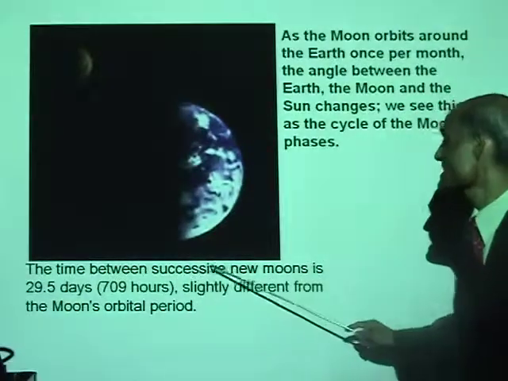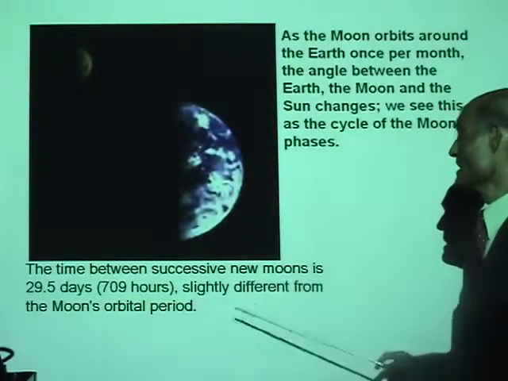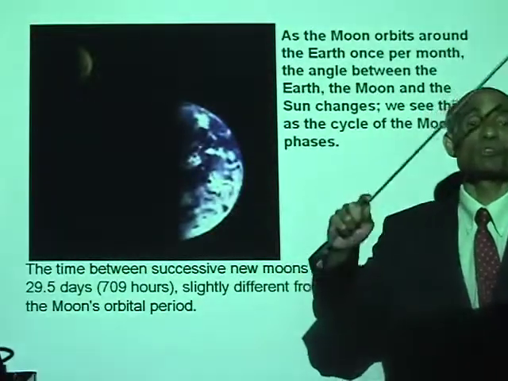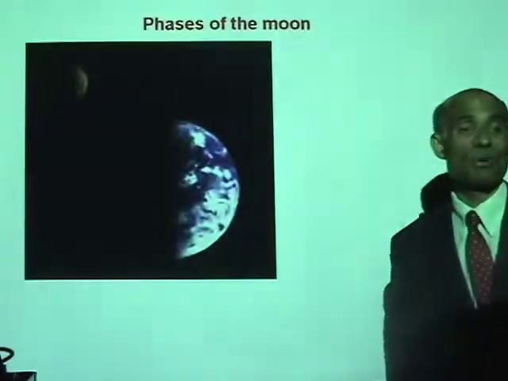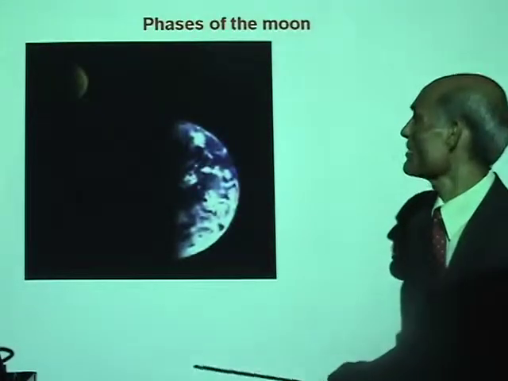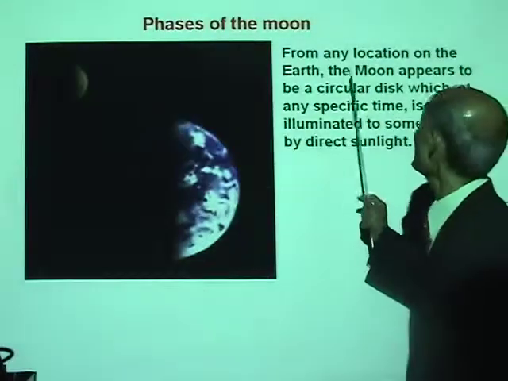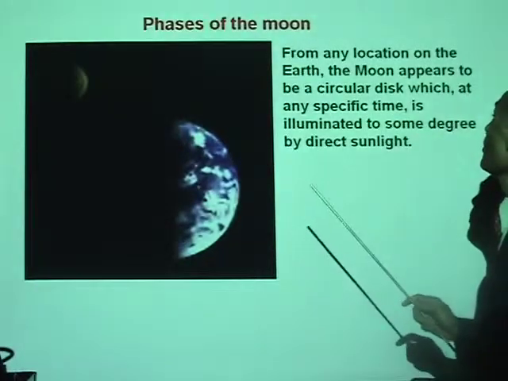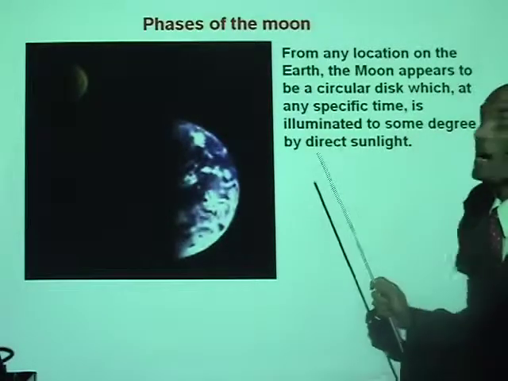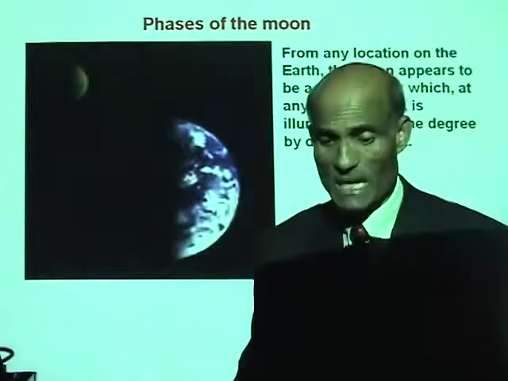Now, the time between successive new moons is 29.5 days. That is slightly different from the moon's orbital period. The moon goes around the Earth in 29.5 days. Let's now look at the phases of the moon. What is it that gives rise to the phase of the moon? Now, from any location on the Earth, the moon appears to be a circular disk which at any specific time is illuminated to some degree by direct sunlight.